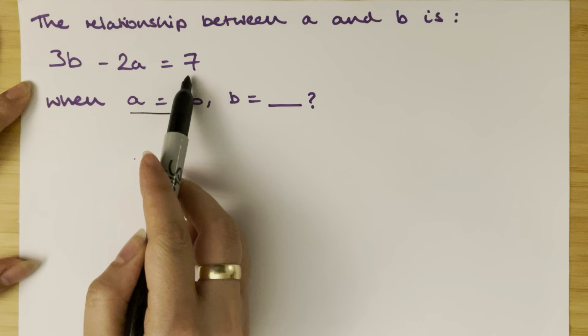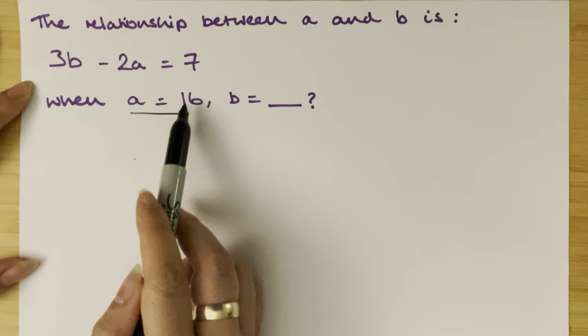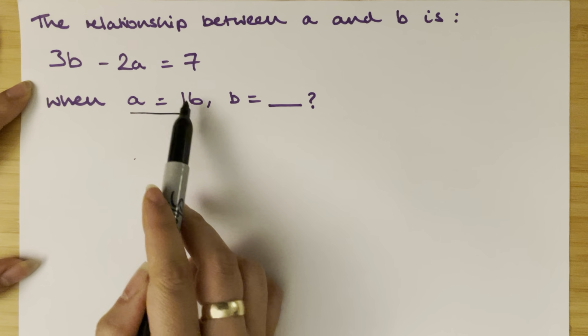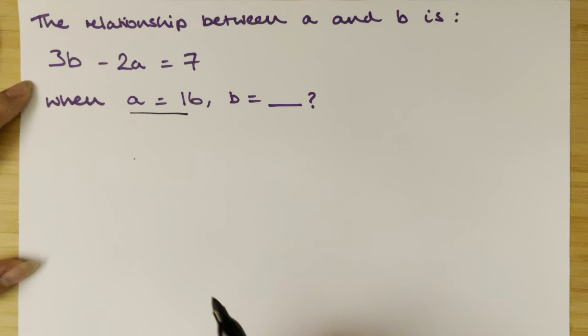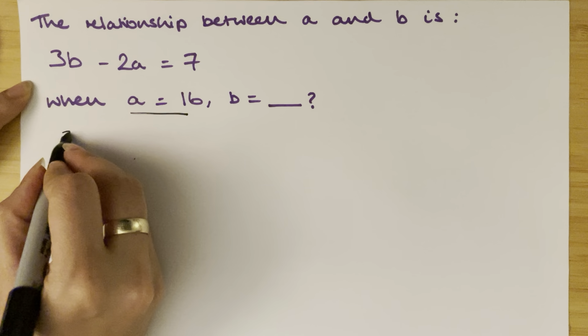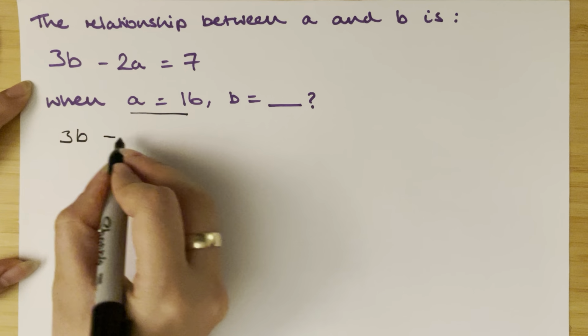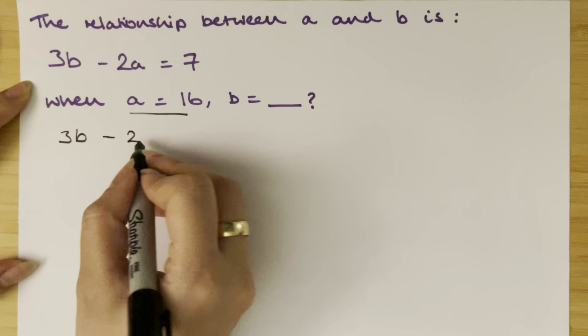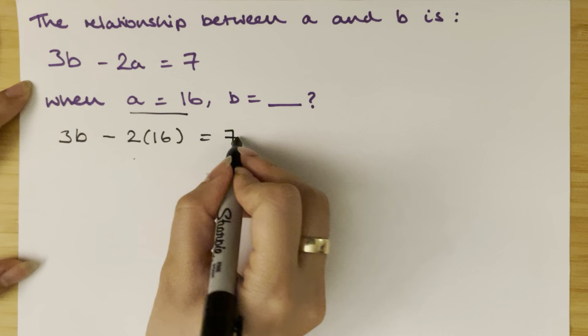So what happens is you write out the statement. This is the relationship between A and B. And then we know this information, A. When you come across it, you write in brackets what you know. We don't know B, so we keep B the same. So 3B take 2, put in brackets 16 equals 7.